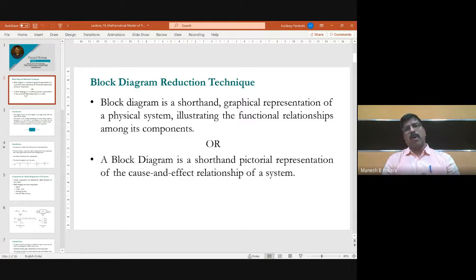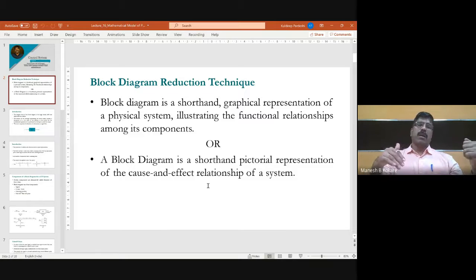So what is basically a block? A block gives the operation, what kind of operation is going on. For example, if you have an integrator, the integrator block will integrate the input signal. If I give X as an input, then the output will be Y, and Y will be the integration of X. Or if the operation is a derivative, then we represent that block as a derivative block. When you give the input X, the output will be the derivative of X. So a block diagram is a shorthand pictorial representation of the cause and effect relationship. Basically, input is the cause and output is the effect, right?